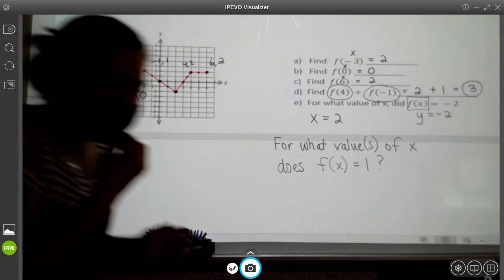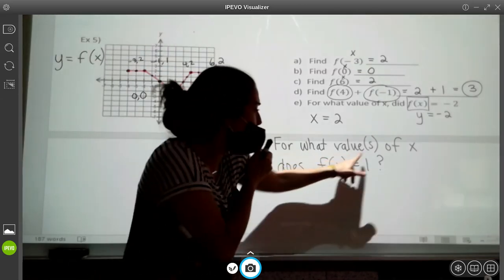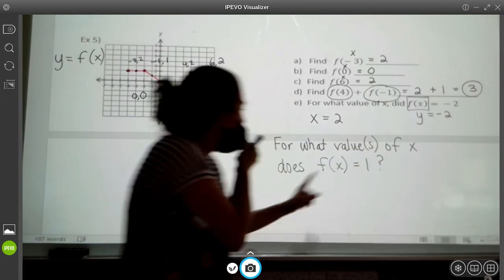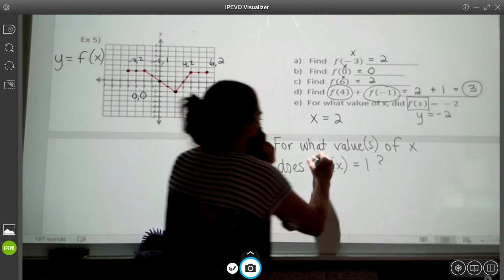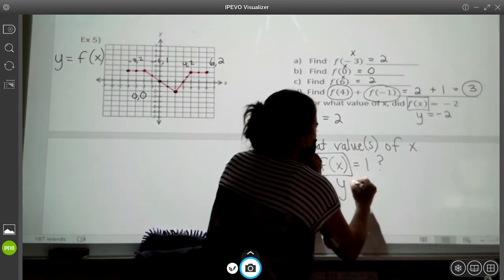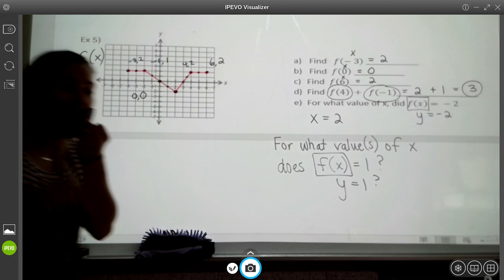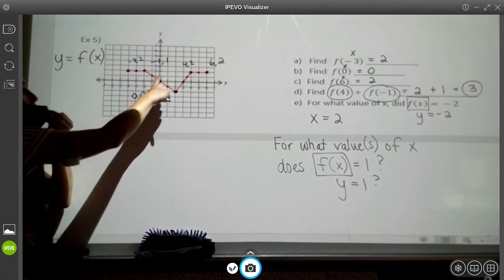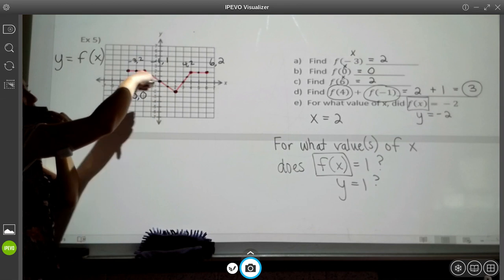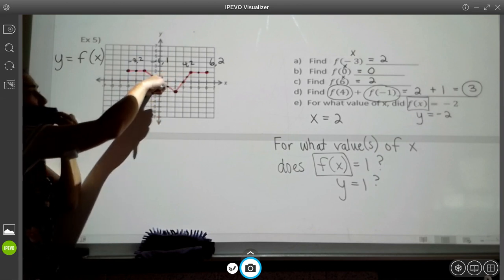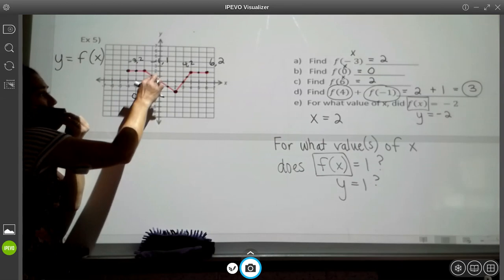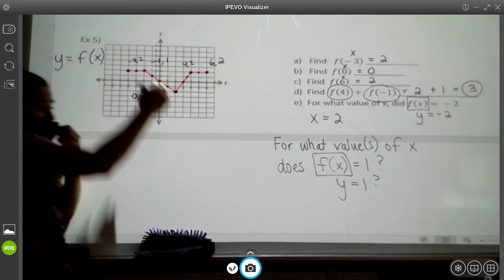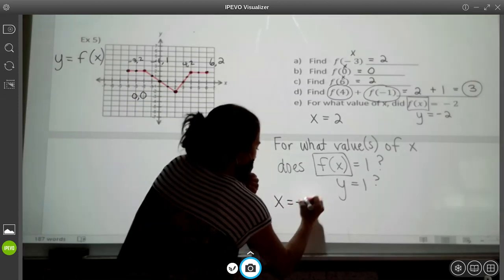All right, so guys, look at this one. For what value or values, because there could be more than one answer, of x, does f of x equal 1? So again, f of x is 1. So we're trying to find out what x values make y equal 1. So go to your graph and find y is 1. Y is 1 right here. You're trying to find points that have a y-coordinate of 1. Well, guys, there's a dot right here that has a y-coordinate of 1. What's his corresponding x-coordinate? Anybody? -1. So x could be -1.